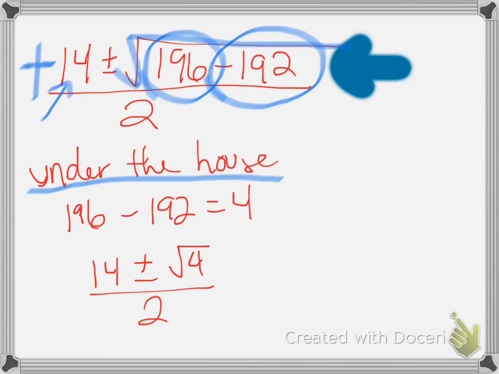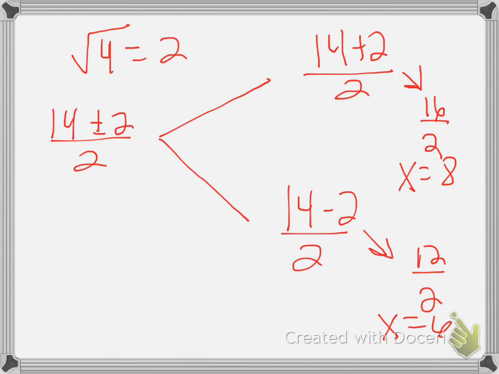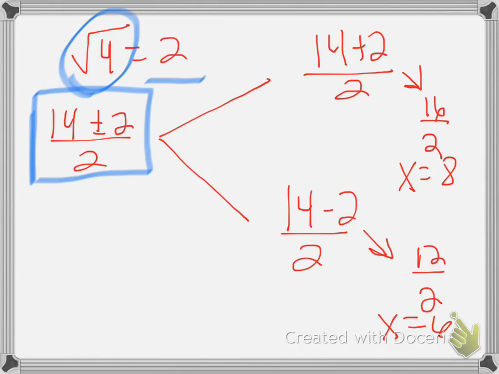So I go ahead and do that math and I get 4. So that means it's a positive number. I can put that 4 back, so that 4 is still under the house. So now I have 14 plus or minus the square root of 4 divided by 2. Once I do that, I can simplify that square root of 4, right? Because the square root of 4 is 2. So now I have 14 plus or minus 2 over 2.